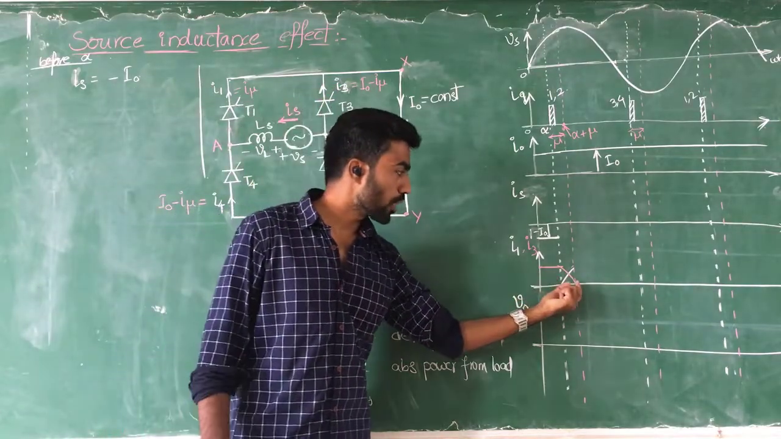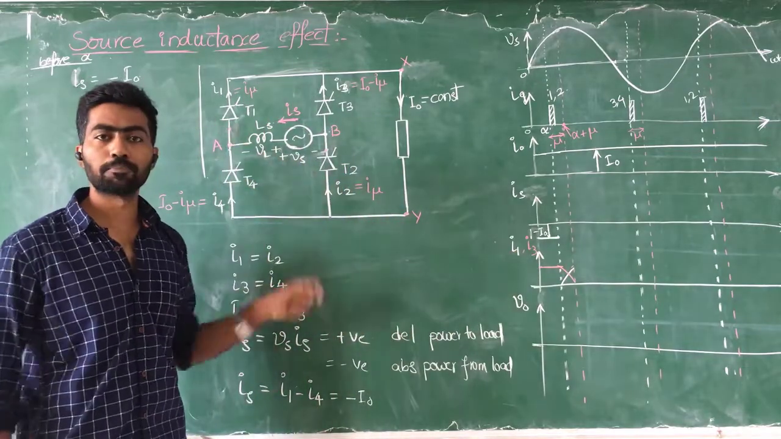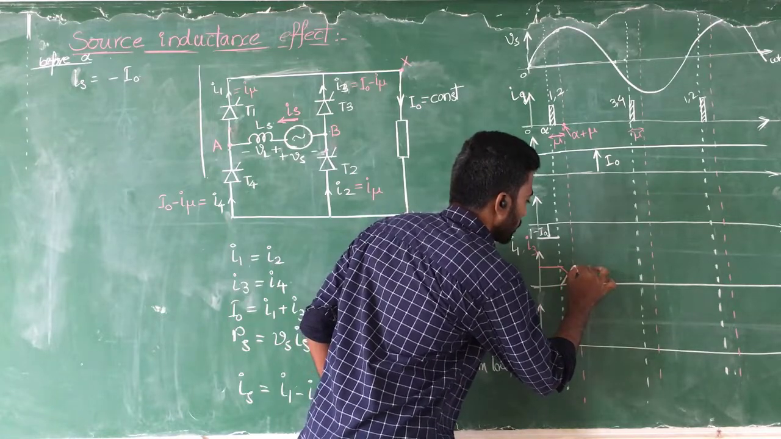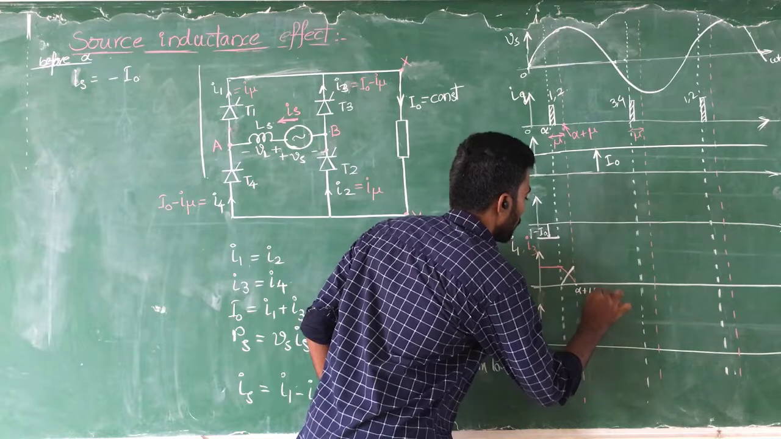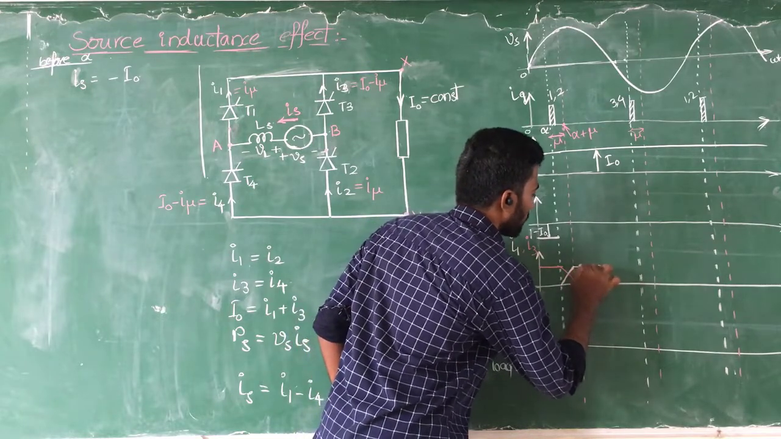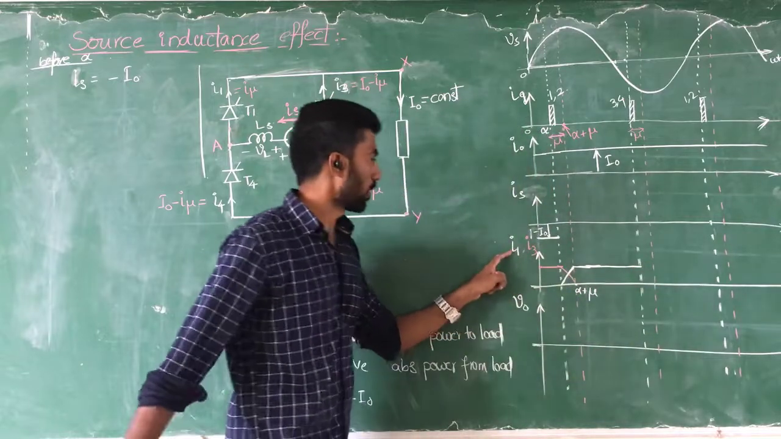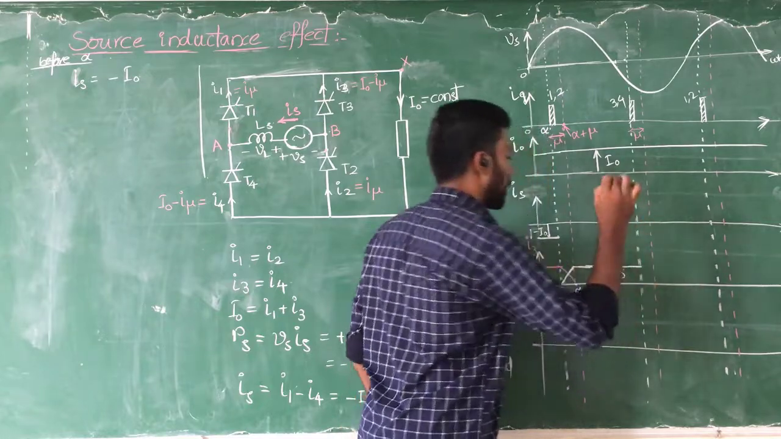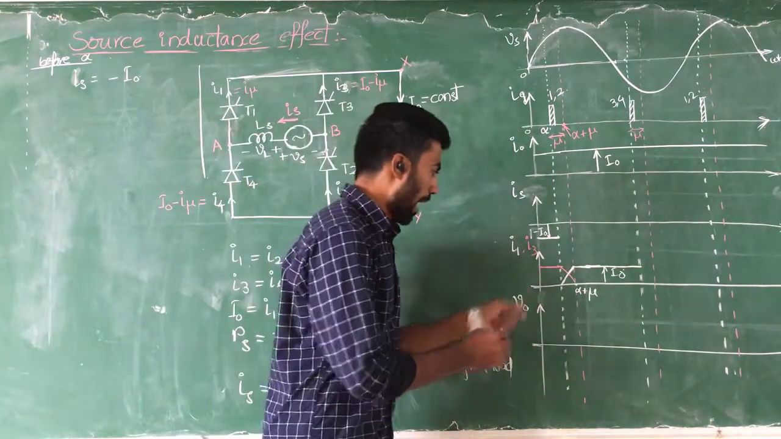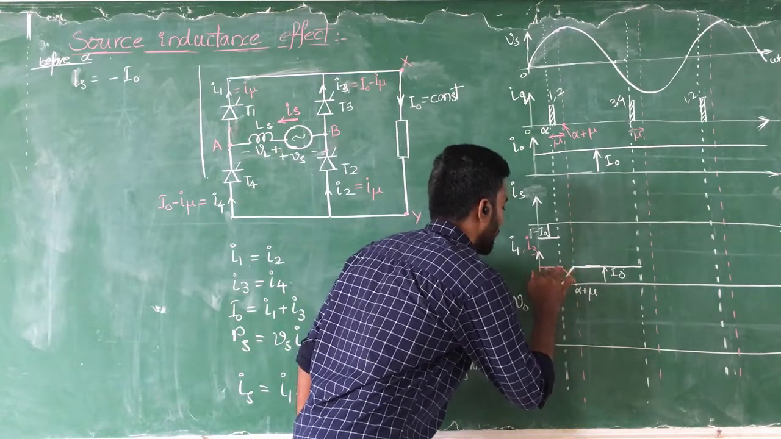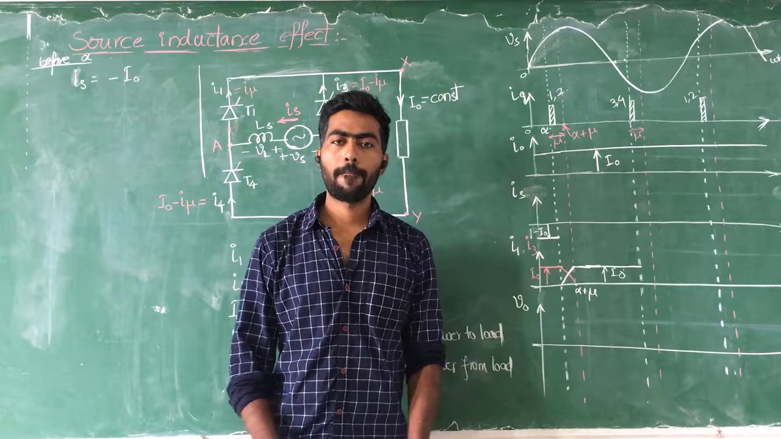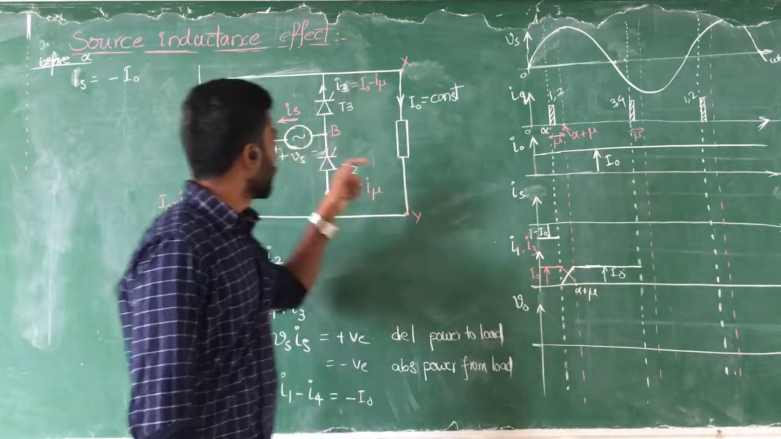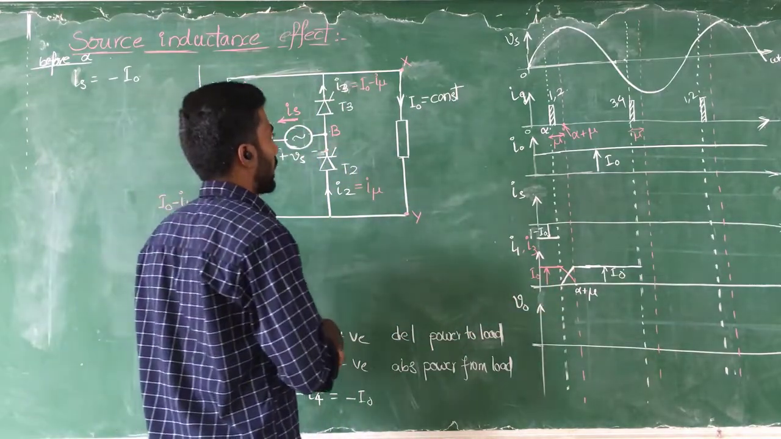Within this duration, all 4 devices are conducting. So this is that current magnitude. After this mu, this is alpha plus mu. After this instant, the current flowing through thyristors 1 and 2 is at I0 current magnitude, and previously the current was also I0 current magnitude. Clear?